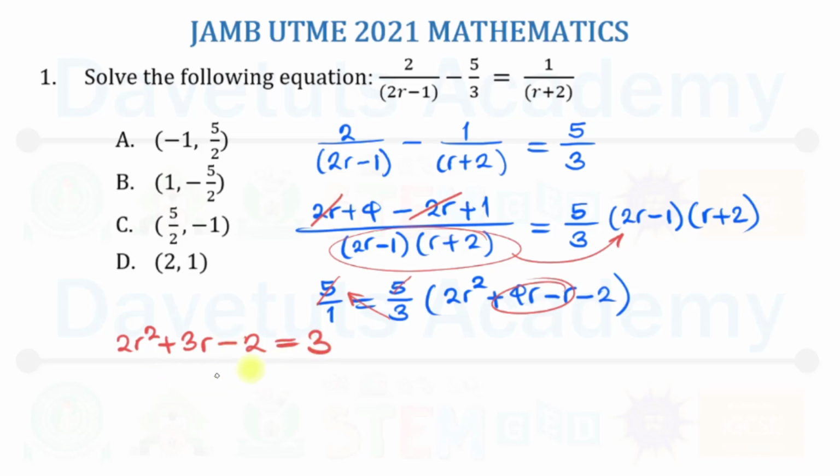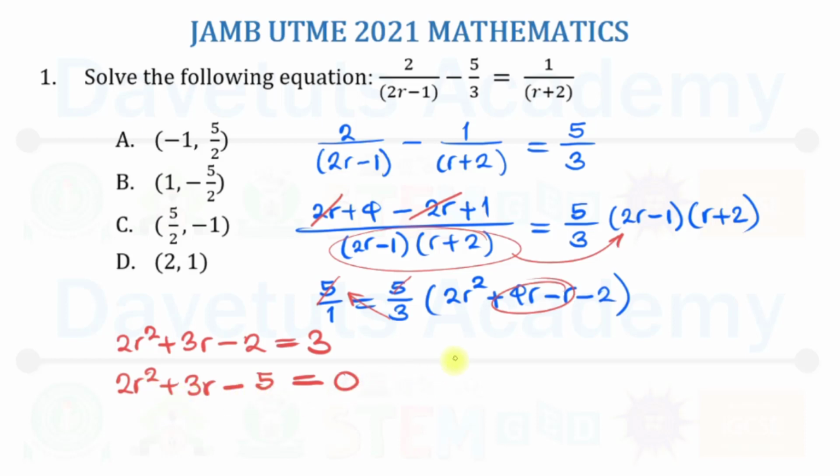So I just need to bring everything to the left-hand side there to have 2r squared plus 3r minus 2. But when 3 comes to the other side, it will come minus 2 minus 3, and that will be minus 5 is equal to 0. So all of those are guides that can really help us in solving. Now, I have 2r squared plus 3r minus 5.